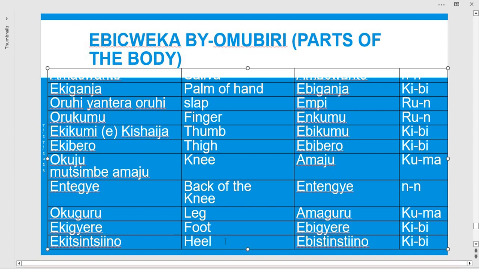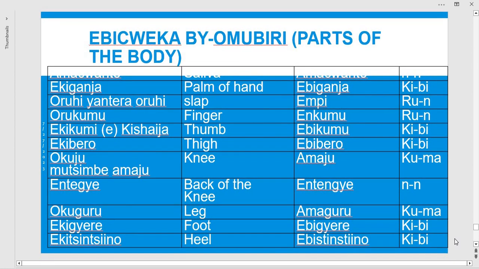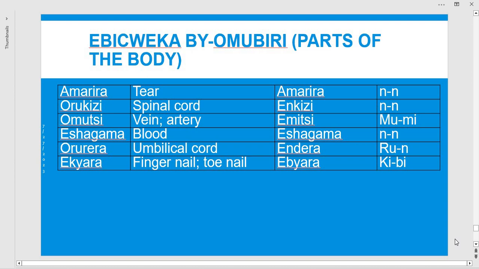Echisinsiino. That's the heel. And there are many, they call them sinsino. Then we have amarira. Those are tears. You can say tears. Orichizi, spinal cord. And those are spinal cords. And when you say orichizi and rushasha, the spinal cord is paining me.